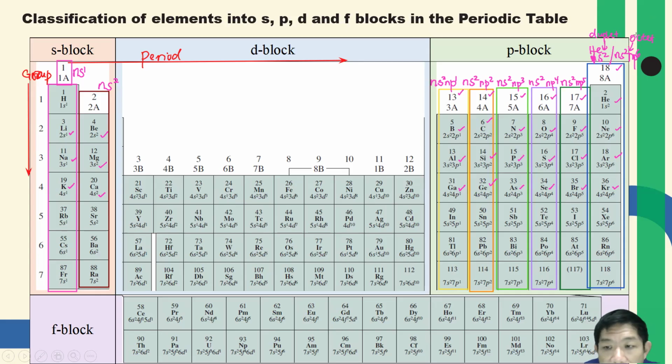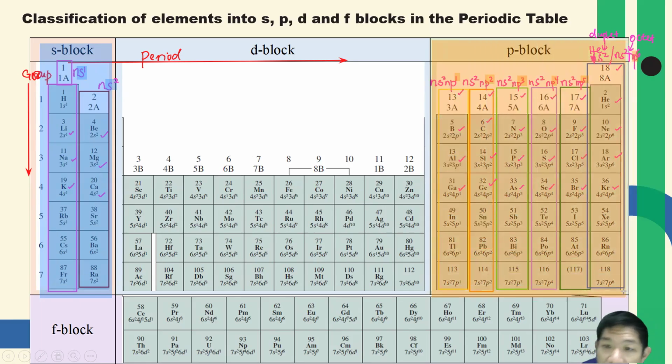Other than this, if you notice carefully, all of the valence electrons in group 1 and group 2 end up filling the s orbital, so that is how they are classified as s-block elements. And then all of these valence electrons end up in the p orbital, which is why they are all classified as p-block elements.